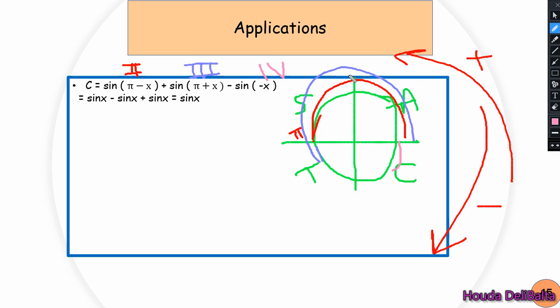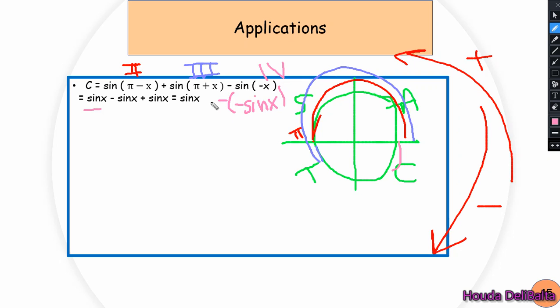Now let's apply the idea of All Students Take Chemistry. In quadrant 2, sine is positive, so we put sine x. In quadrant 3, sine is negative because only the tangent is positive, so we put minus sine x. And in quadrant 4, sine is negative. So that's why we are going to put it like this. Sine of minus x is minus sine of x.